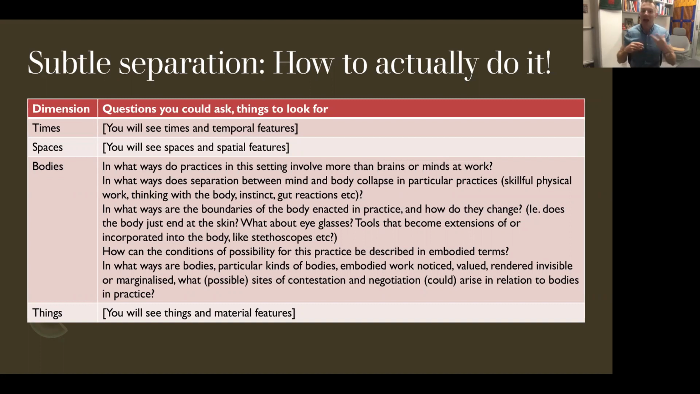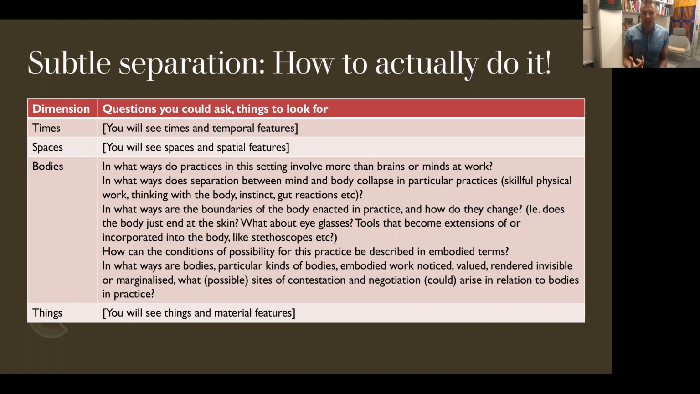Here's your echo question. How can the conditions of possibility for this practice be described in embodied terms? What role do bodies have to play in the story of how practices become possible, and what becomes possible through those practices? And then here's the more political question, slightly differently articulated here. In what ways are bodies, and particular kinds of bodies or embodied work, noticed, valued, rendered invisible or marginalized?